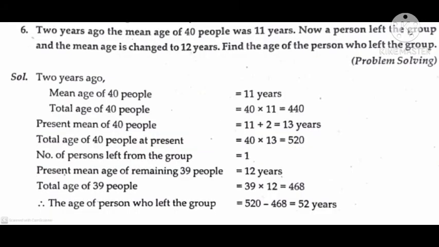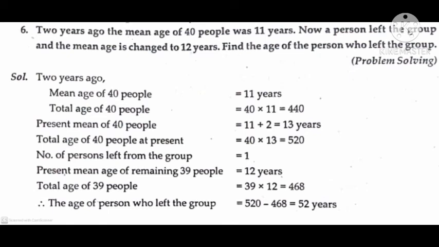Sixth question. 2 years ago, the mean age of 40 people was 11 years. Now a person left the group and the mean age is changed to 12 years. Find the age of the person who left the group. Solution. 2 years ago, the mean age of 40 people was 11 years. Total age of 40 people is equal to 40 into 11, that is 440.